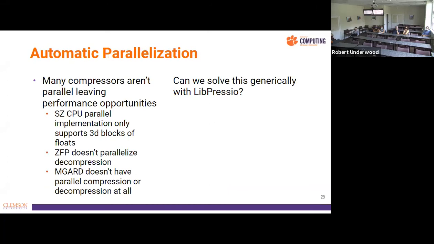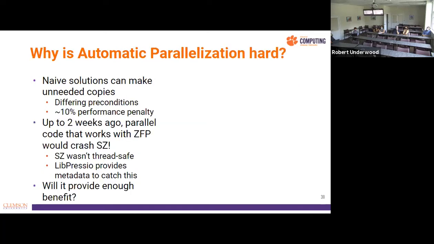So to motivate this problem, many compressors aren't currently leveraging parallel processors on the CPU, leaving some performance opportunities that exist. For example, SZ's bespoke parallel implementation only supports 3D blocks of IEEE 32-bit floating point numbers. ZFP doesn't parallelize decompression at all, and MGARD parallelizes neither compression nor decompression. So the question that we have is, can we solve this problem generically with LibPressio without giving up as much of the performance benefits that we have from writing bespoke parallel compressors?